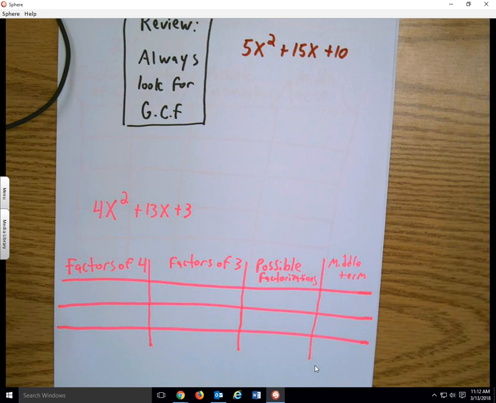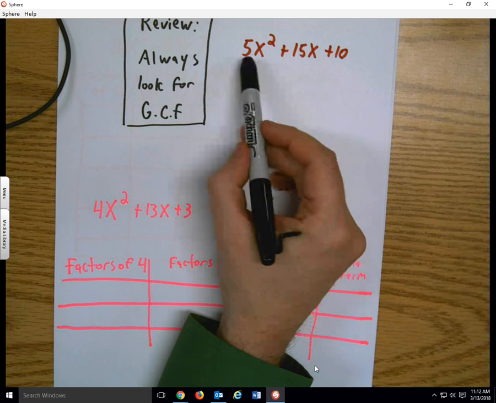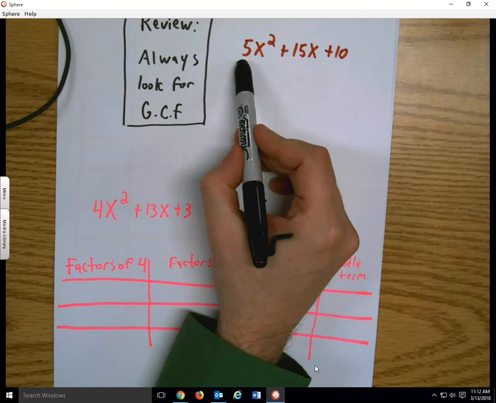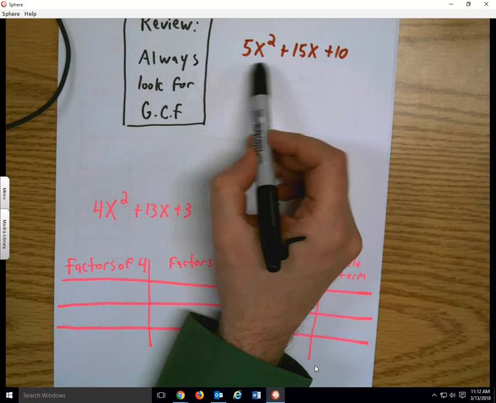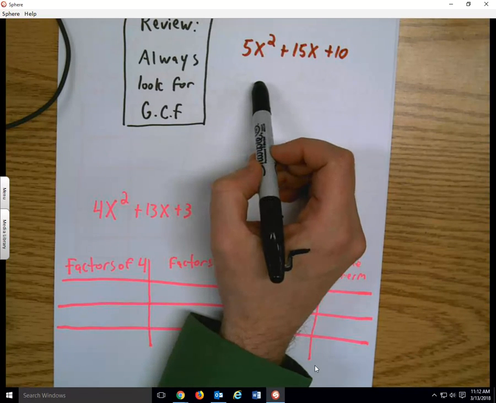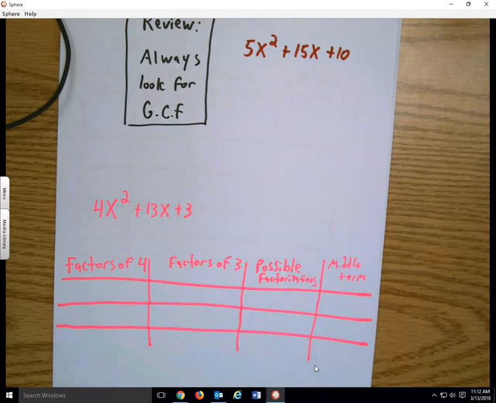Okay, we're going to talk about how to factor trinomials when there is an initial coefficient, or a number greater than 1. In this case, it's not starting with the x squared, it's starting with the 5x squared. Now, the first thing you would always want to do is look for the greatest common factor. Again, let me just show you what I'm talking about.